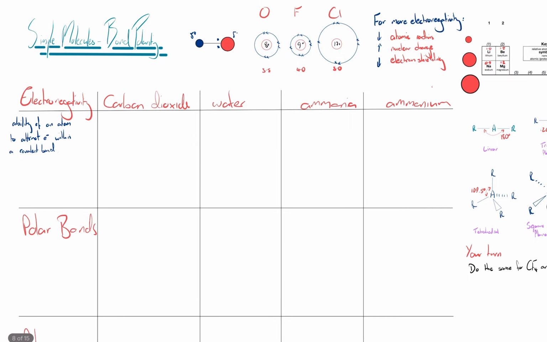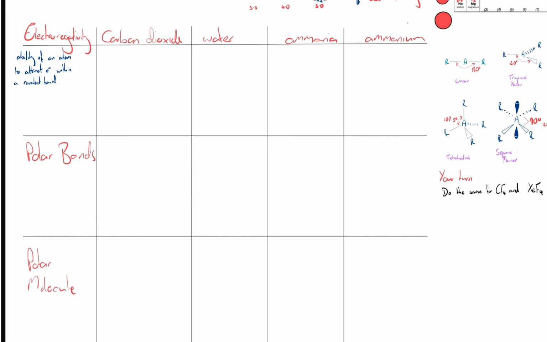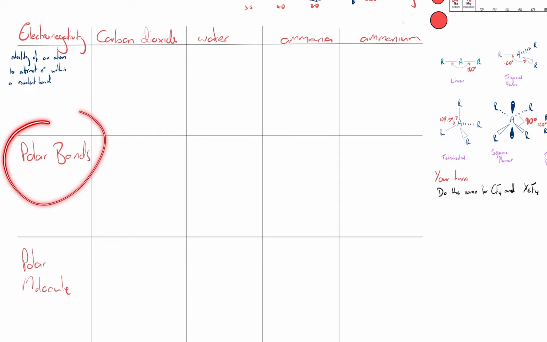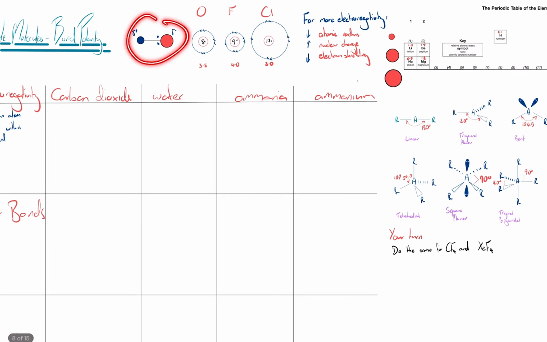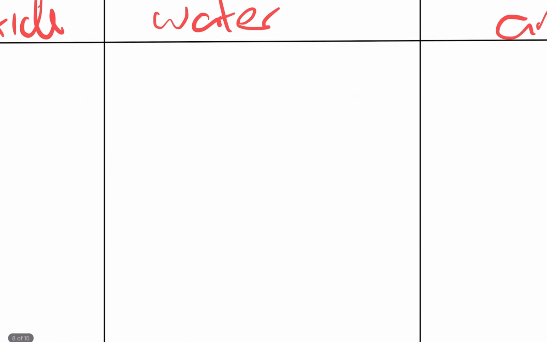So in terms of how this links with this other stuff, electronegativity can cause polar bonds, as we see here. This is polar in that we have a delta negative end and a delta positive end.